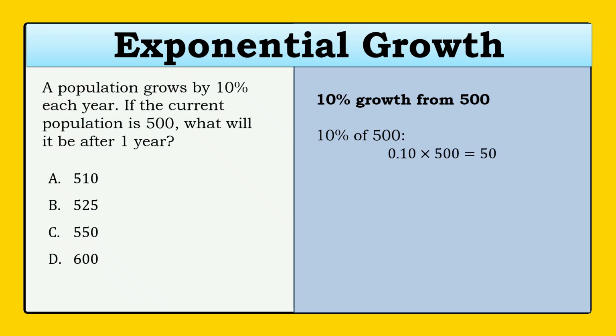Let's change percent to decimal. So 0.10 times 500 is equal to 50. Next, add. 500 plus 50 is equal to 550. And our answer is letter C.